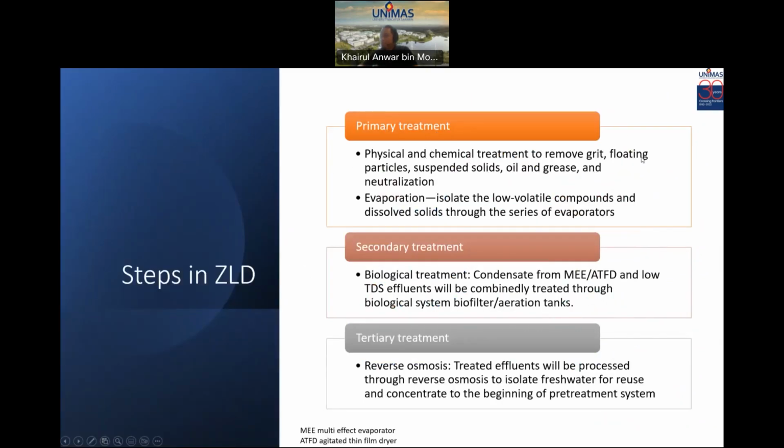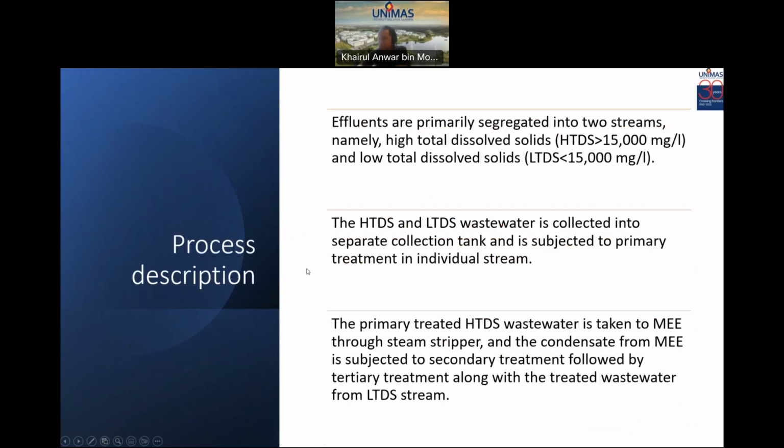Primary treatment is physical chemical treatment to remove grit. This is similar to the primary treatment to remove suspended solids. Evaporation isolates the low volatile compounds and dissolved solids through a series of evaporators. Secondary treatment is biological treatment of condensate from MEE, multi-effect evaporator, and ATFD, agitated thin film dryer, and low TDS effluent will be treated together through the biological system by filtration tank. The last, tertiary treatment, is reverse osmosis, a membrane treatment, to isolate wastewater for use, with the highly concentrated water going back to the beginning of the pre-treatment system, back to here, water evaporation.